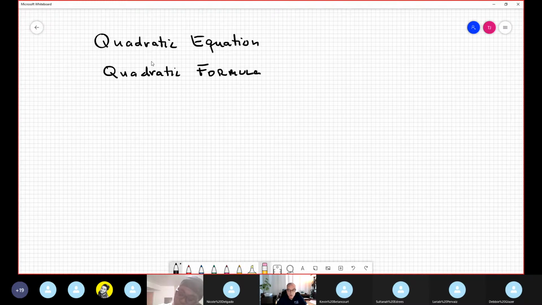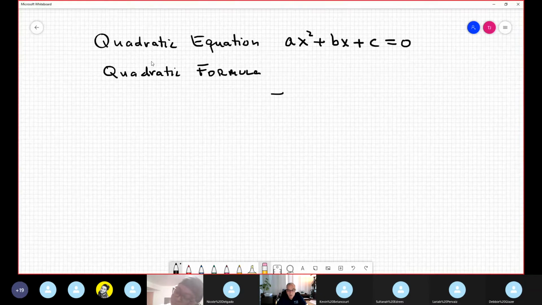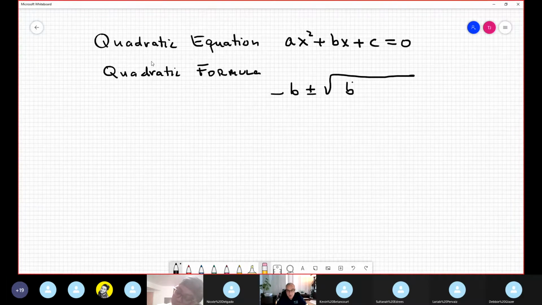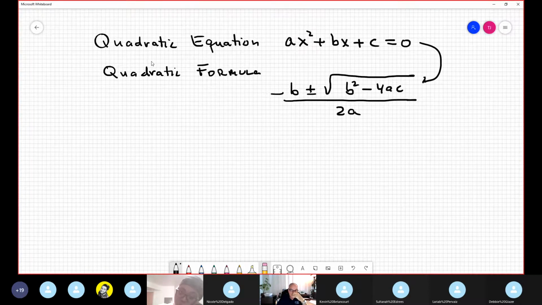Okay. What is a quadratic equation? Ax squared plus bx plus c equal to 0. And the quadratic formula is minus b plus or minus the square root of b squared minus 4ac, everything divided by 2a. Okay? So this formula is derived from this.